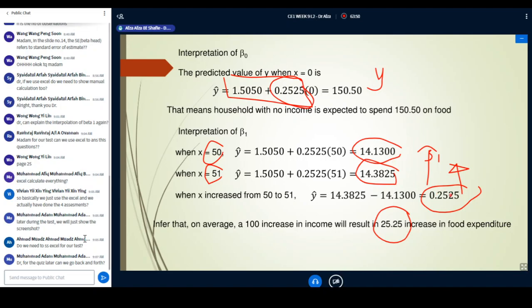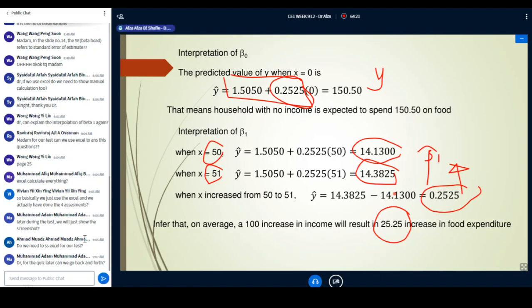So what is the meaning? The meaning is that if I increase from 50 to 51, increase by 1 here means increase by 100 ringgit. So on average, if I increase by 100 ringgit, I will expect that my food expenditure will increase by 25.25 ringgit. That's the meaning of this interpretation.